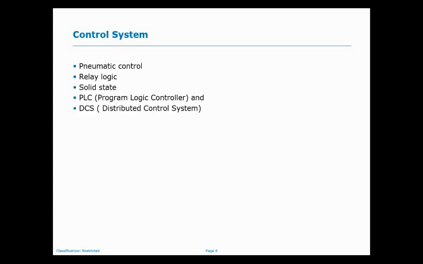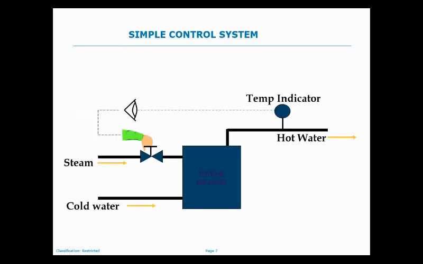The next thing is we will see how the control system has evolved from its invention. First, we had pneumatic control, and the second generation was relay logic, and now we are using PLC, DCS, and sophisticated SCADA systems. Okay, this we have talked enough. How do we build a simple control system?